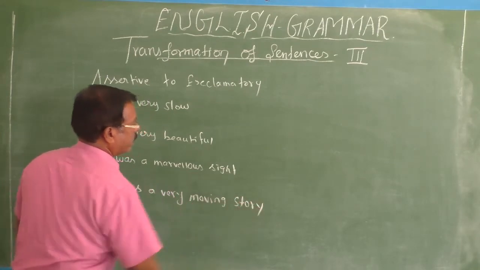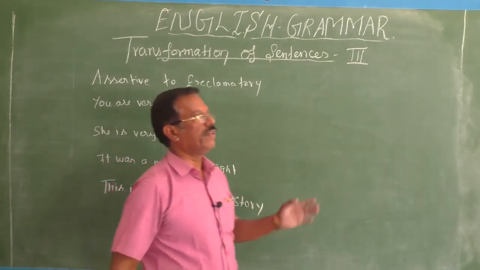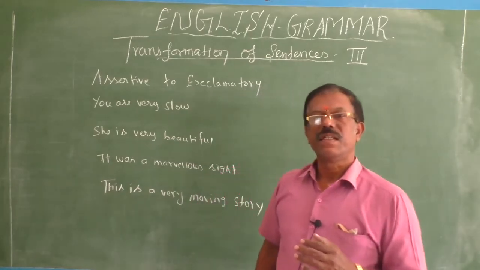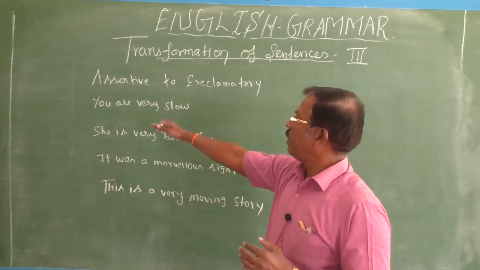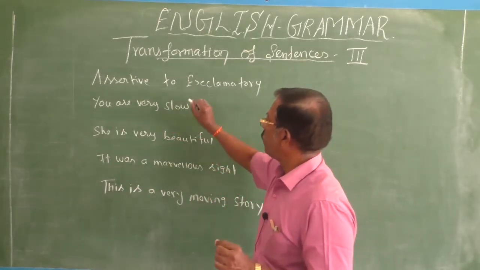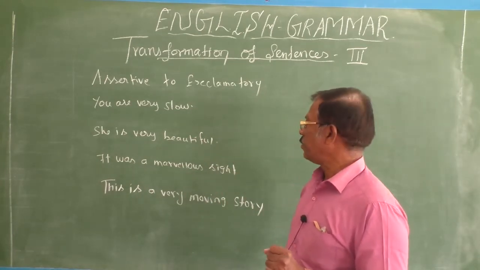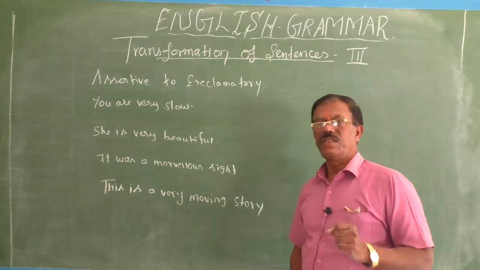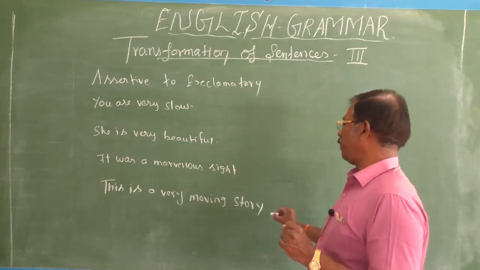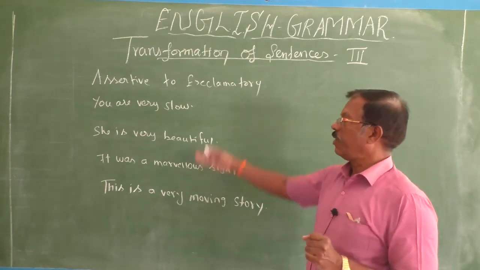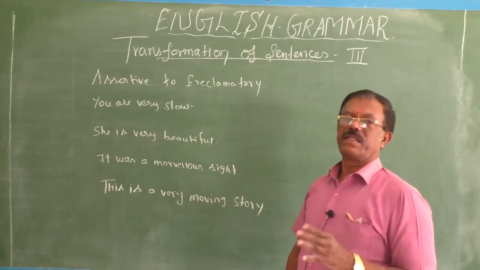Okay, fine. Look at children. Here I have given you 4 sentences. Read one by one. You are very slow. She is very beautiful. Third, it was a marvelous sight. And fourth one, this is a very moving story. Now you have got 4 assertive sentences.